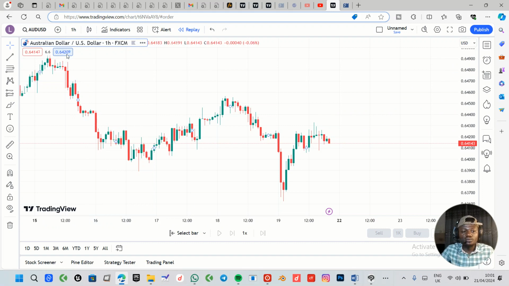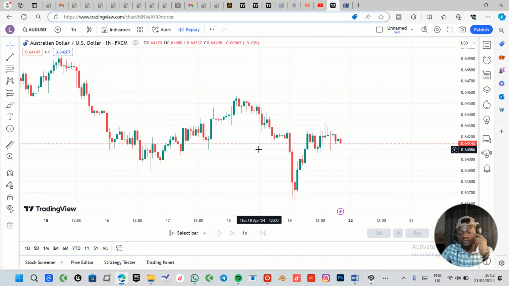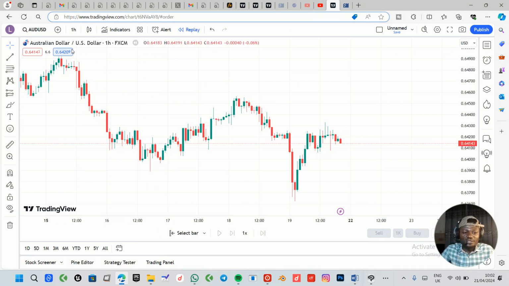This is the chart of Australian dollar, US dollar. So let's say this is the pair I want to trade. Definitely I know that on Monday, I'll come here and check, is there any news that relates to Australian dollar or US dollar? Because the news is what is going to affect the movement of this currency pair, since this is what I'm trading. Are you people getting it?